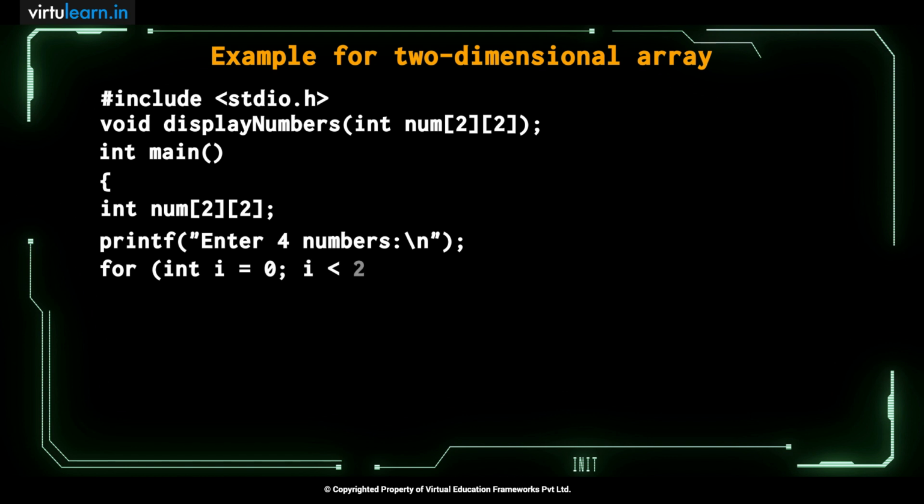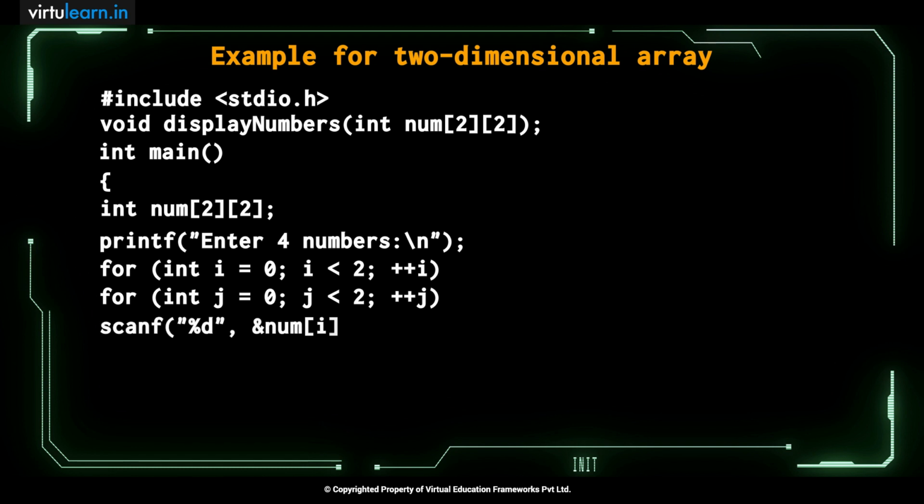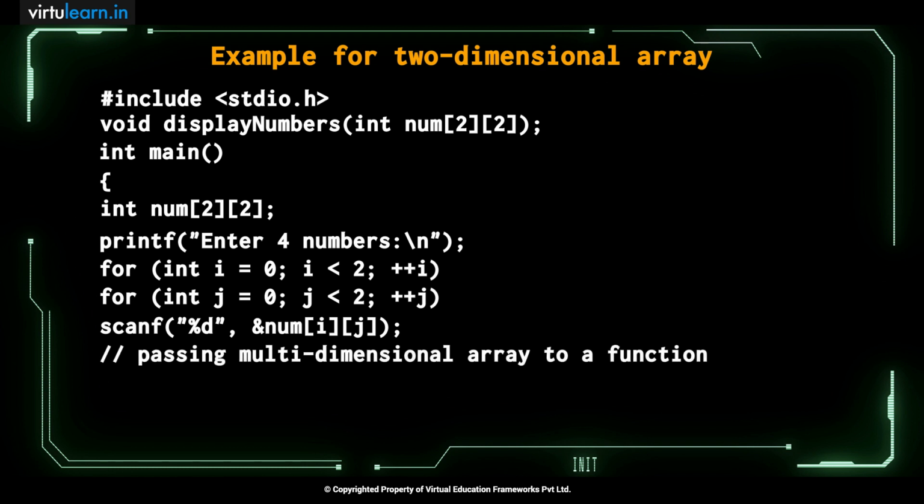So for int i equal to 0, i less than 2, ++i. For int j equal to 0, j less than 2, ++j. scanf("%d", &num[i][j]). So we are reading the values at the ij location, we are reading all the 4 numbers. So passing this two-dimensional array to a function. Now num is a two-dimensional array which we are passing to the function. displayNumbers is the function name to which I am passing num. Return 0, close.